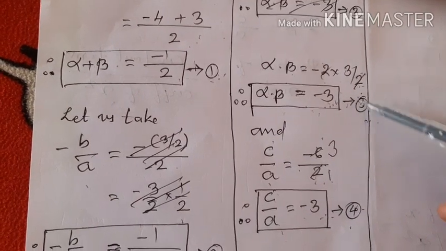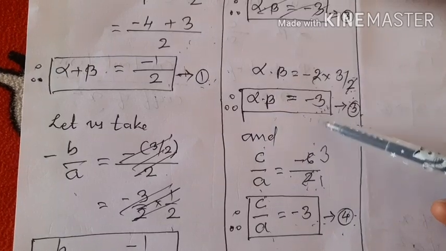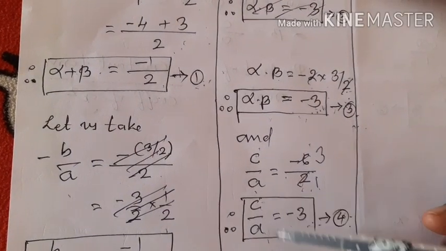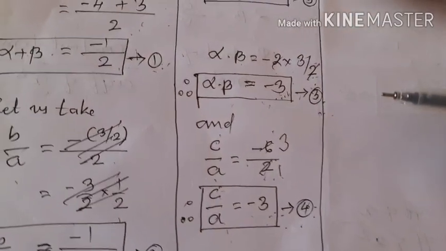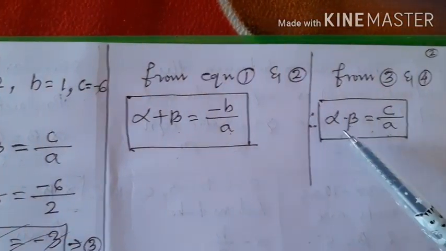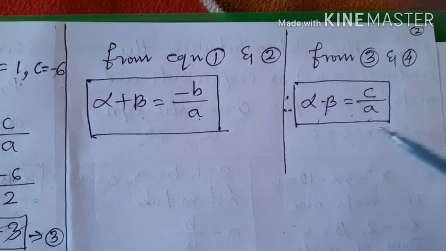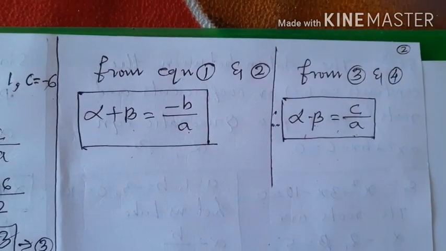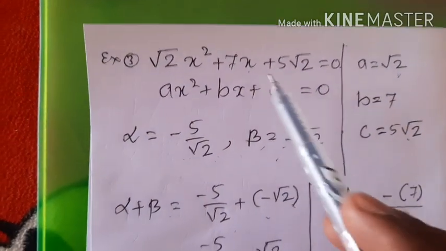Children, from equation 3 and from equation 4, we have alpha into beta is equal to minus 3, and c by a is also equal to minus 3. So, from equation 3 and 4, we have alpha into beta is equal to c by a, or c by a is equal to alpha into beta. Let us take another example.